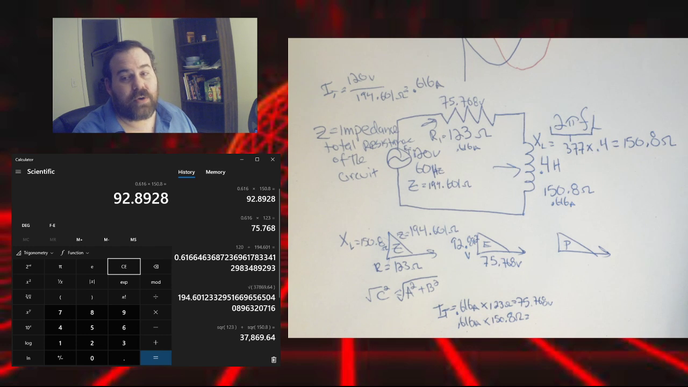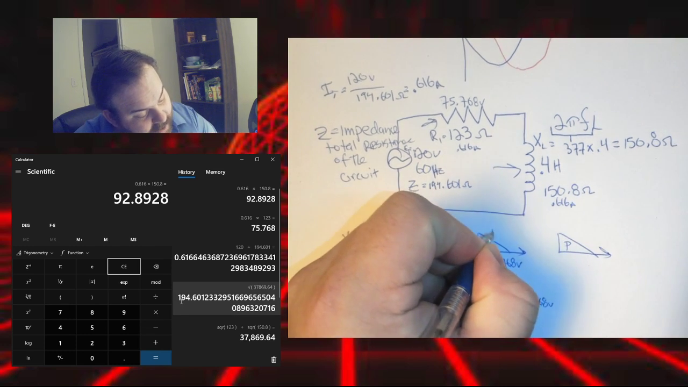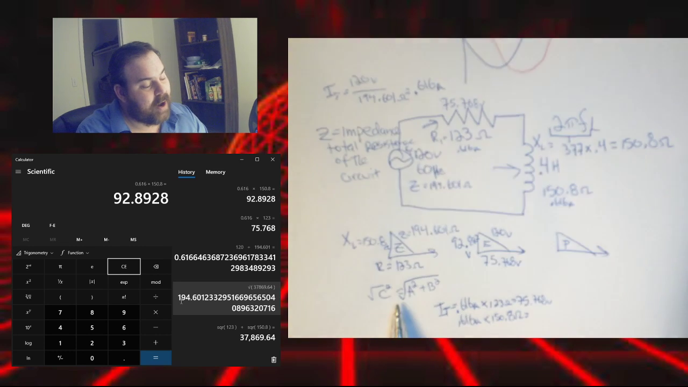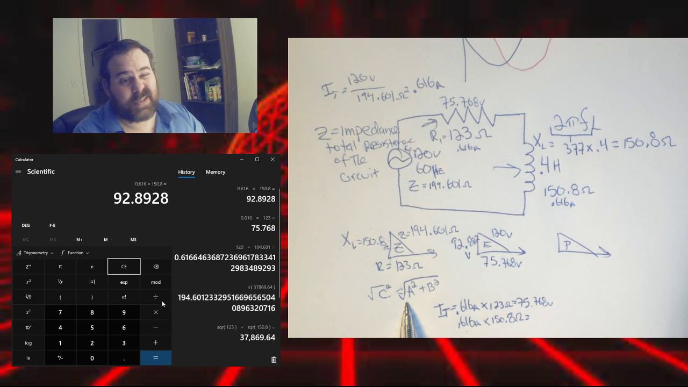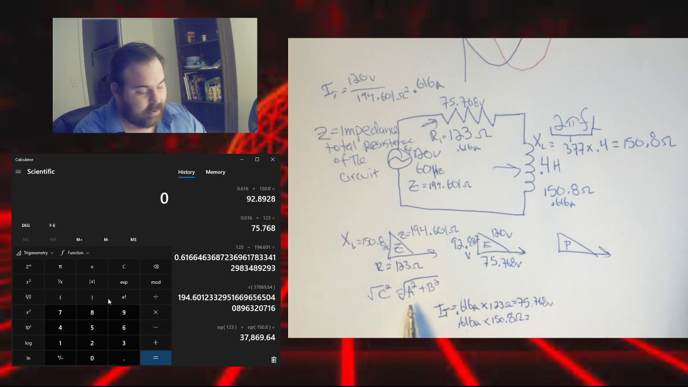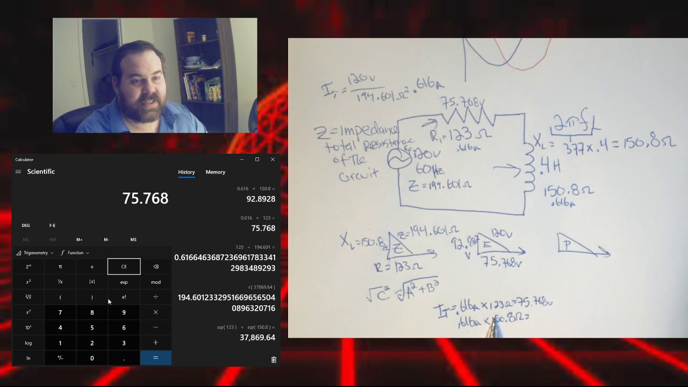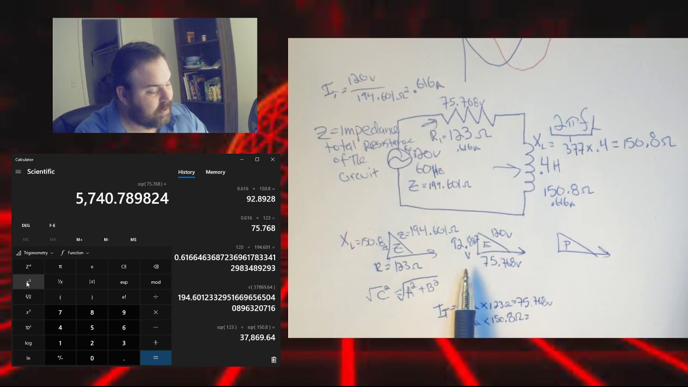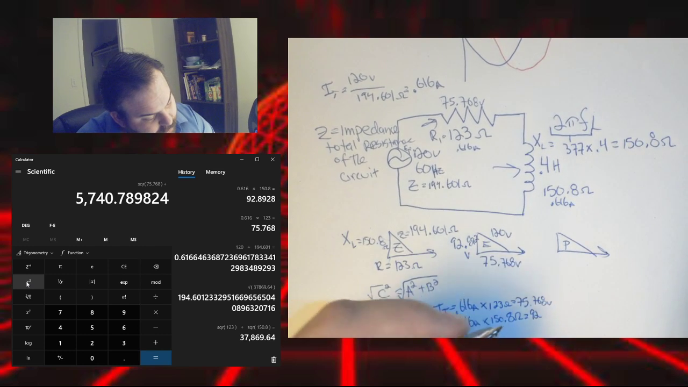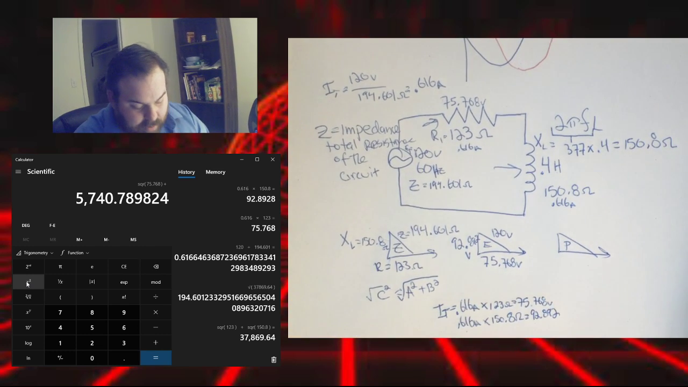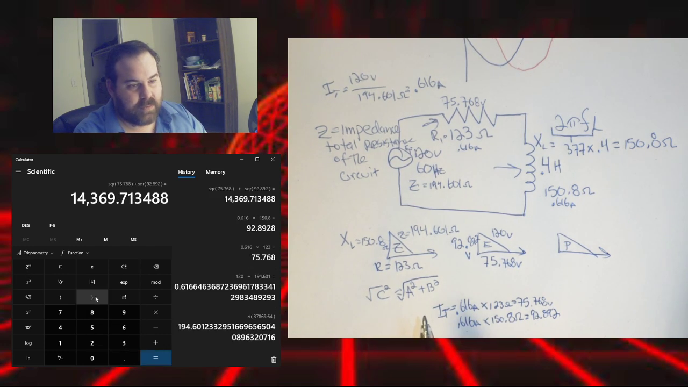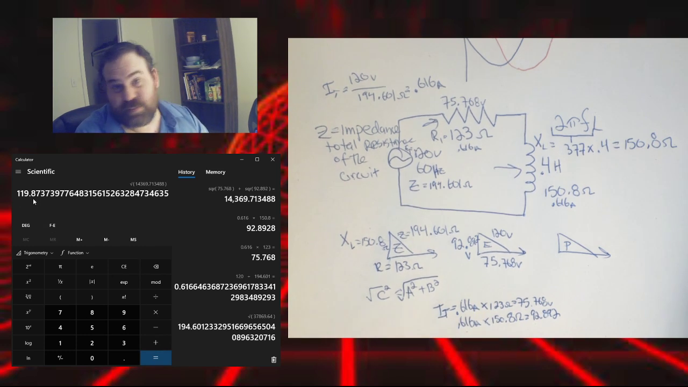Now, total voltage is already given to us. It's 120 volts. But I'm going to use the Pythagorean theorem just to double check that these numbers are good. So if I go 75.768, square it, plus 92.892 squared, which gives us this ungodly number, then square root it, 119.873. That's pretty close to 120, so we'll just keep the 120.